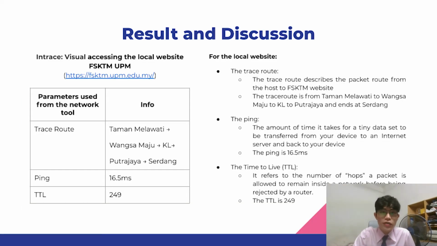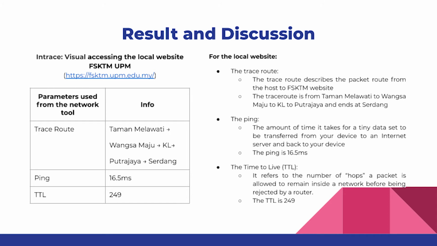Alright, as for the first part of the result and discussion, we will be using FSKTM UPM's website as the local website of choice. The website address is as shown on screen, colored in blue and underlined. The result shown on screen was taken during night time, which is approximately 12 in the morning. The table on the left shows the parameters used from the network tool, and it includes the trace route, ping, and the time to live or TTL. The right side of the table shows the info.